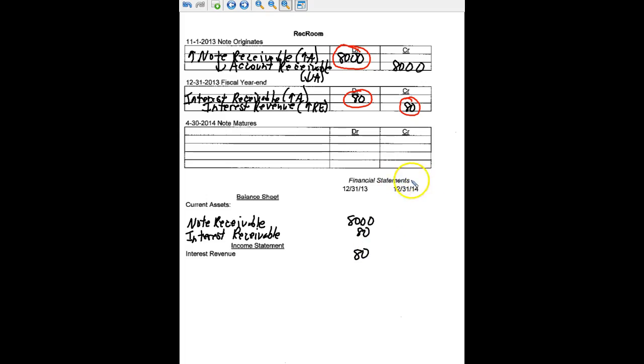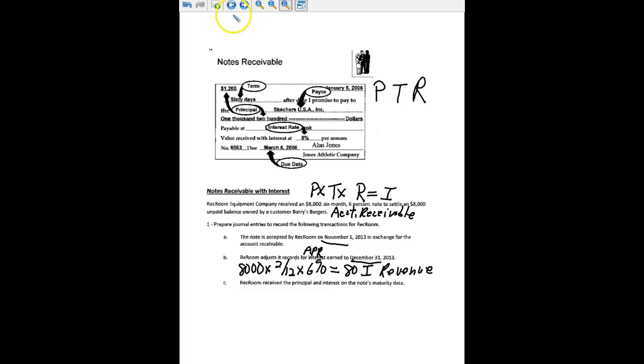All right, now let's go to the next year. Now recall, this interest revenue will be closed out to retained earnings, so that gets closed at the end of the period. Okay, now let's move to the next year. In my case, it's 2014 is the second year. Now, in 2014, 4 months will go by, so that's going to be January, February, March, and April. So at the end of April, they're going to collect this note.